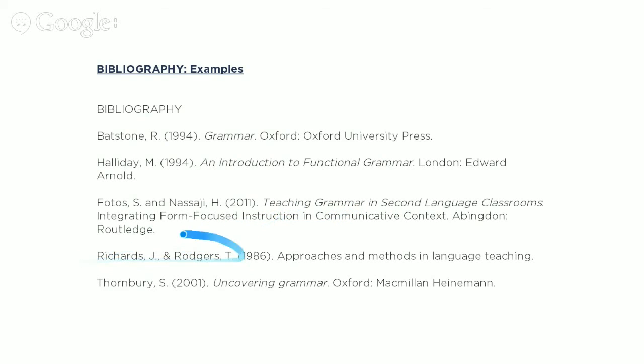Here we have another one, 2 authors, book title, there you go, Thornberry, Uncovering Grammar, Oxford, Macmillan Heinemann. So those are the basic parts for building up your bibliography in your academic essay or your article using APA guidelines. Okay, moving on here to internet sources.